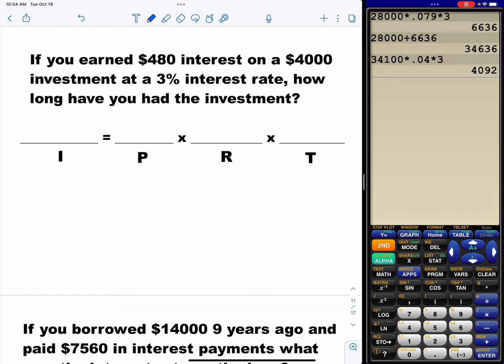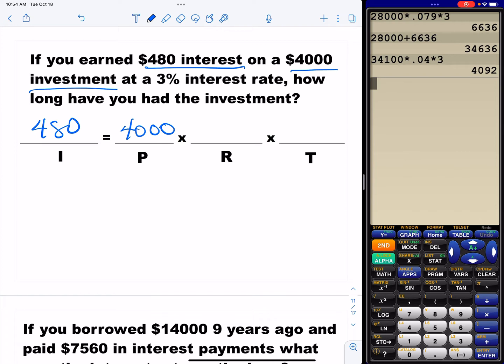So in this one right here, it says, if you earned $480 in interest on a $4,000 investment at a 3% interest rate, how long have you had the investment? If you'll notice, it says you've got $480 in interest. So that is our I amount, so you plug it into the I spot. The original amount, the $4,000 investment, is going to be our principal.